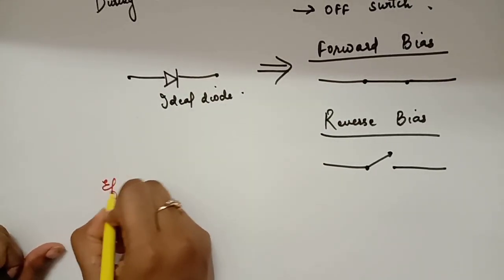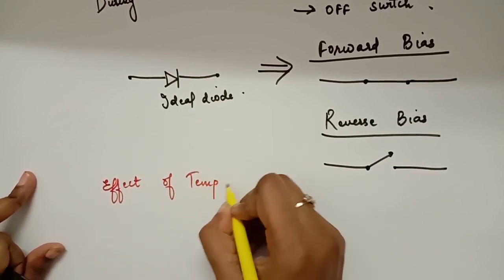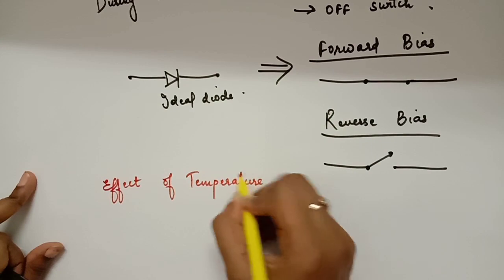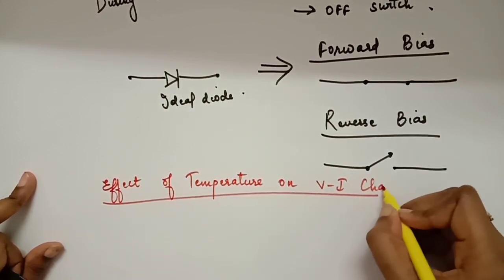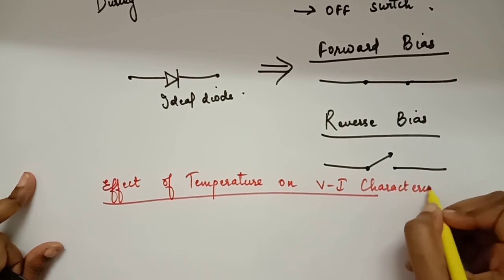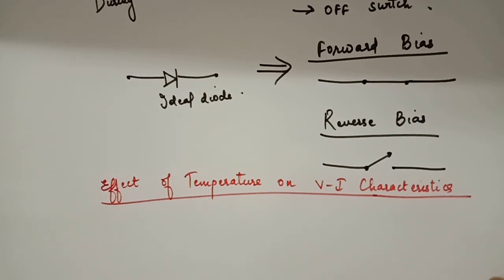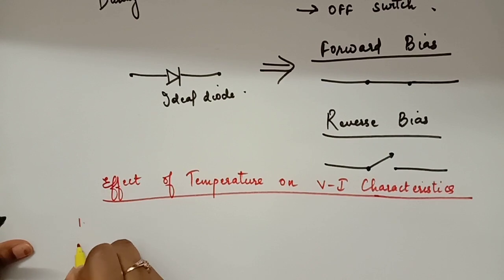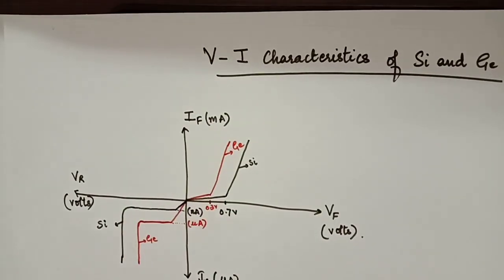effect of temperature on VI characteristics. Effect of temperature on the VI characteristics. So there are 3 effects of temperature on the VI characteristics, and for that let us again see the VI characteristics of diode. Let us see from here.